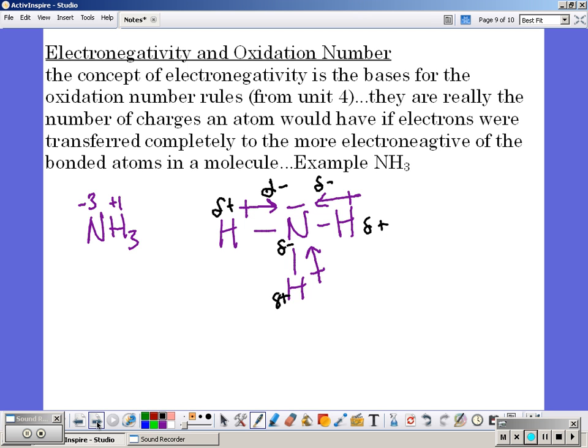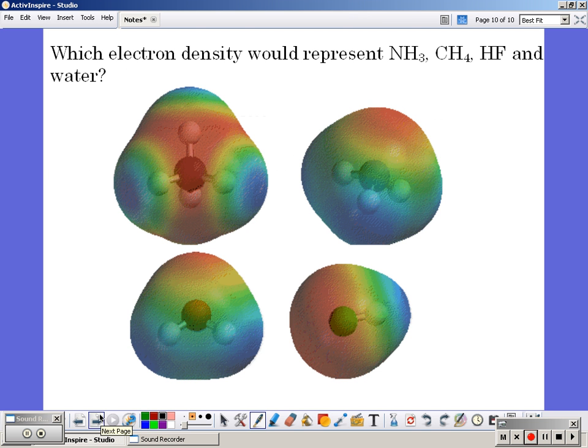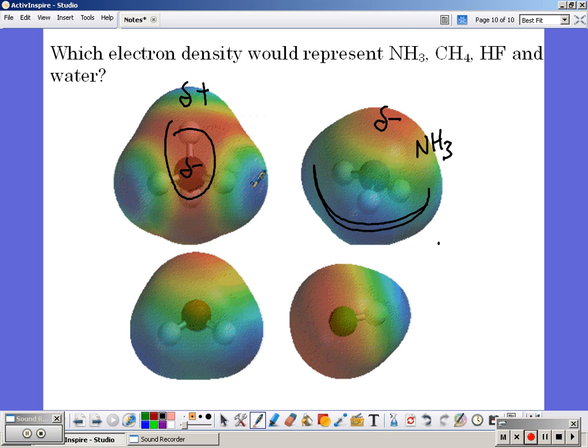So here, looking at our electron densities, which would represent these 4 compounds. Well, NH3, we said that nitrogen would carry the negative, which is shown by the red value, so this is partial negative, and then my partial positive is hanging down here with my 3 hydrogens, so this would be NH3. Now CH4, carbon is more electronegative, so in this picture we have our red hanging out in the middle, so this would be our delta negative, and then on each of our 4 corners, and that corner is in the back there, would be our partial positive. So this would be CH4.